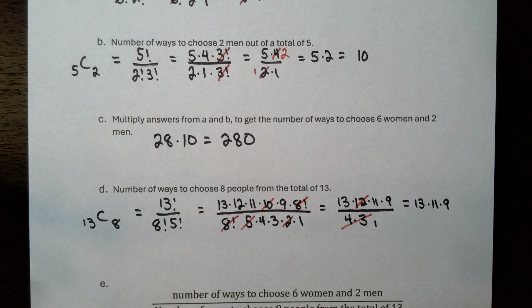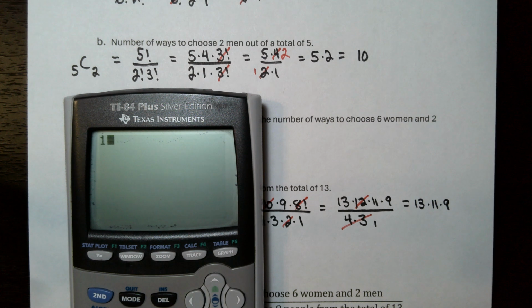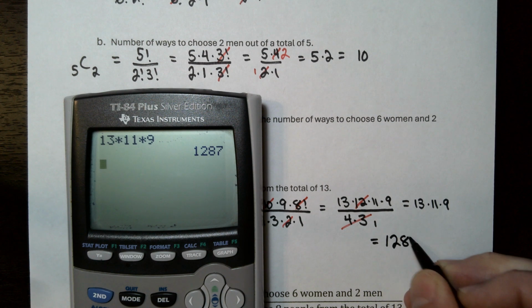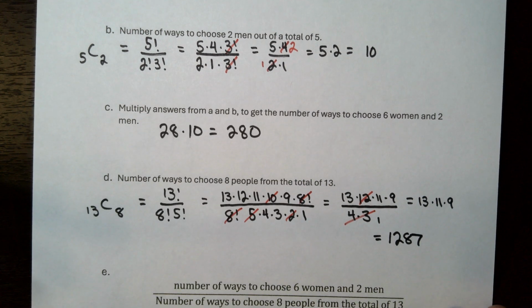Let's do that in the calculator real quick. So 13 times 11 times 9. Okay, so that gives us 1,287.